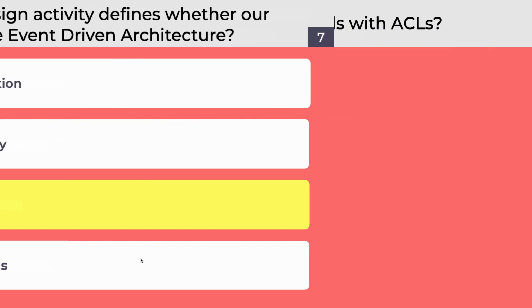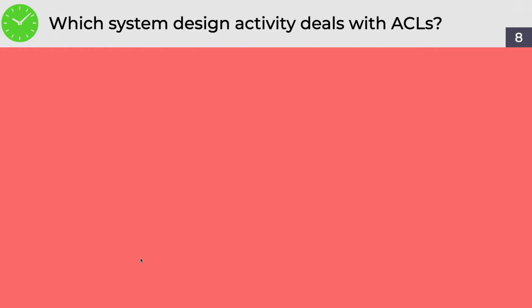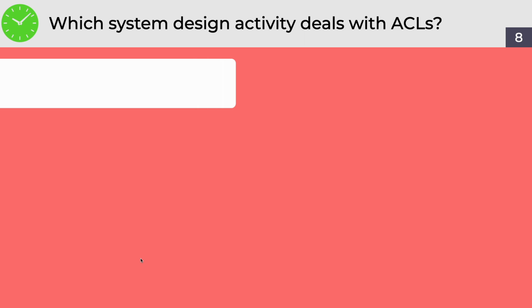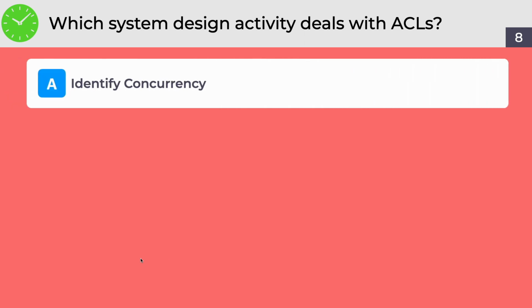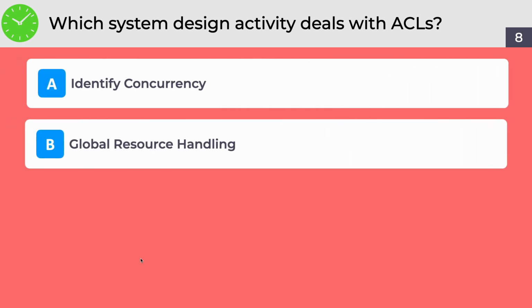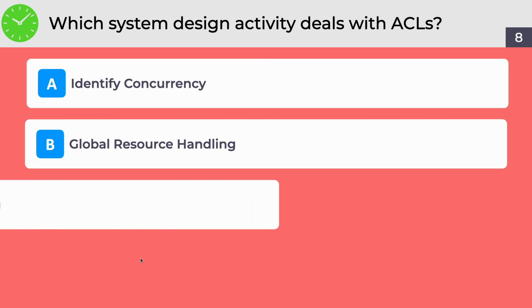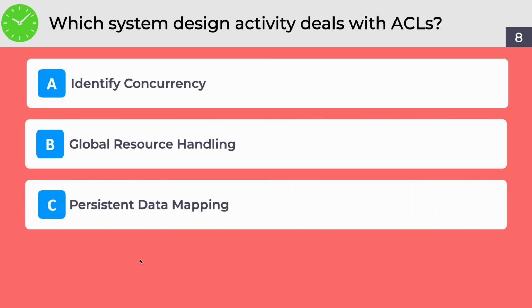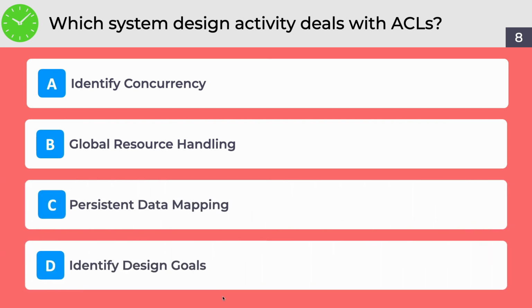Question number 8. Which system design activity deals with ACLs? Option A, identify concurrency. Option B, global resource handling. Option C, persistent data mapping. And option D, identify design goals.